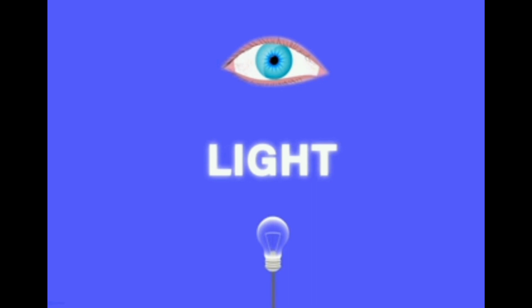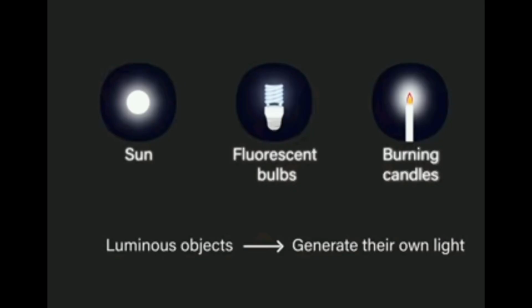We see objects around us by sight, but why can we not see in the dark? It is a question about light. Light from an object travels through space and reaches our eye. When it is dark, there is no light, so we cannot see anything. But some objects can generate their own light, for example, sun, candle, bulb, etc.